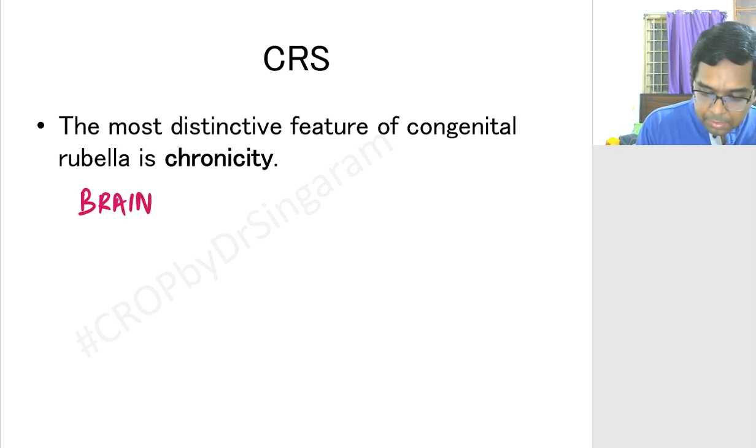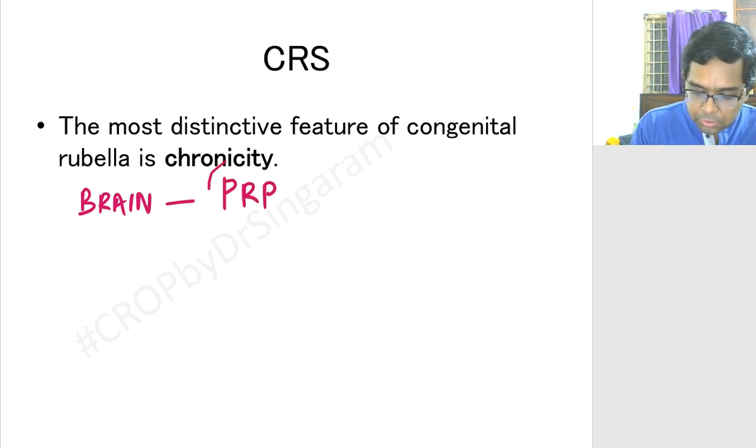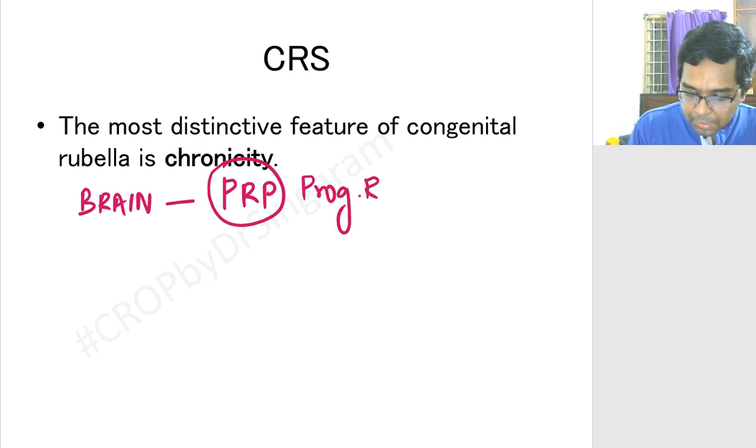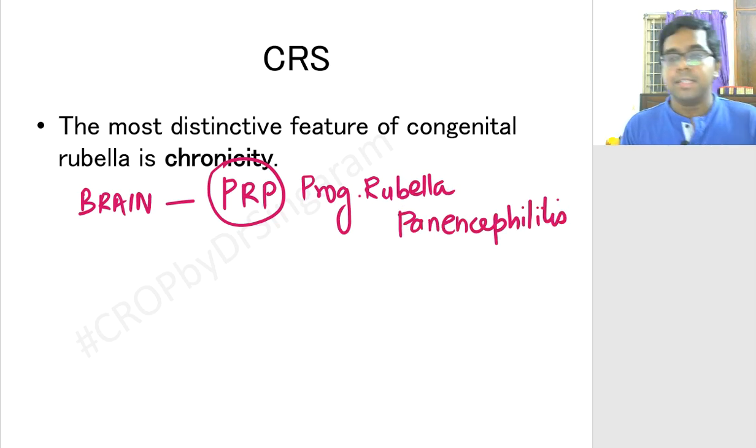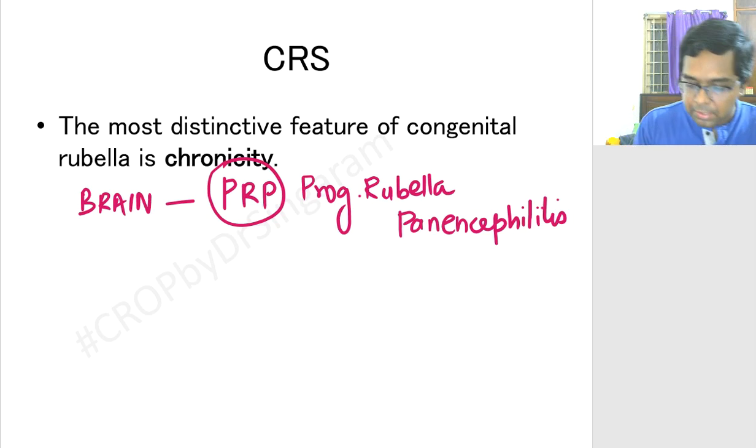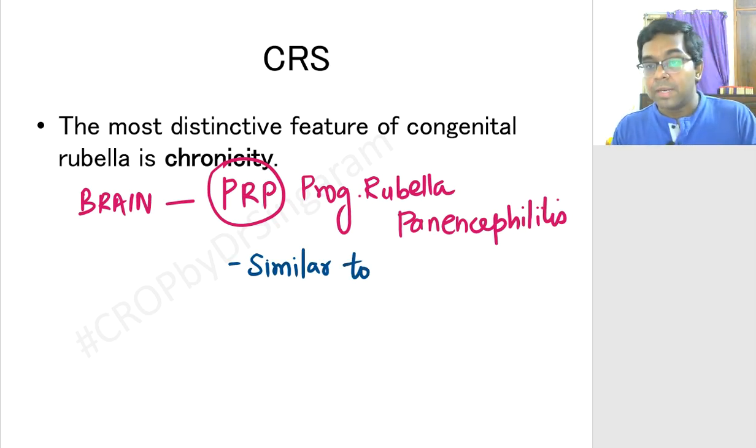The name of that manifestation is what we call PRP. Now, this is a term which you all need to remember. It is called progressive rubella panencephalitis. That is the name of PRP, progressive rubella panencephalitis. So you can remember that very easily, that it is something like an encephalitis only. It's a slowly progressive encephalitis which can have manifestations similar to other encephalitis, which you might have studied in relation to the childhood infectious disorders.